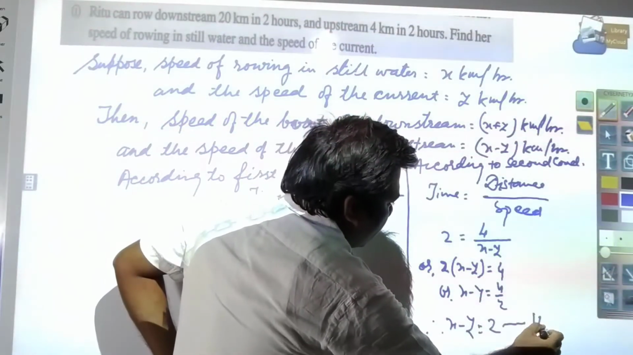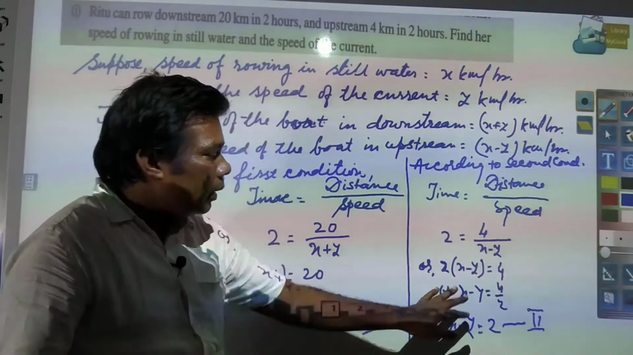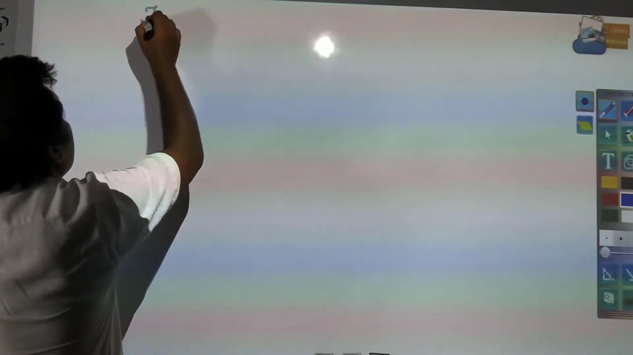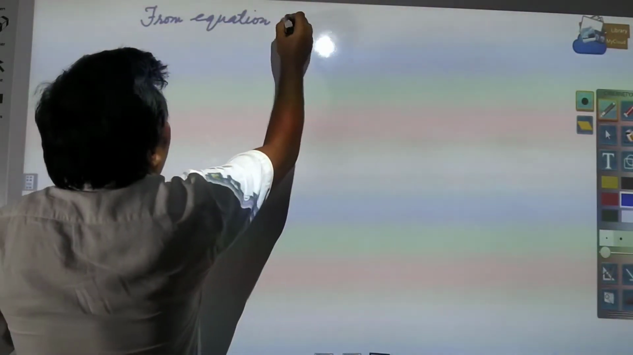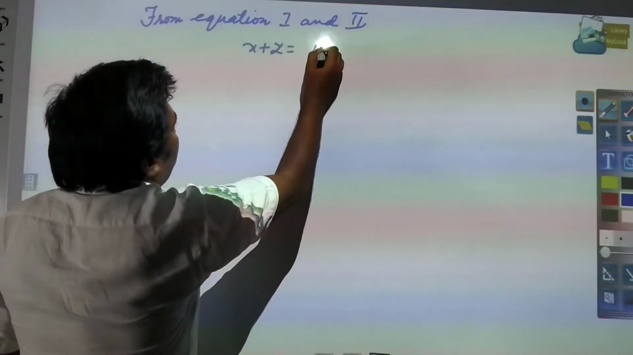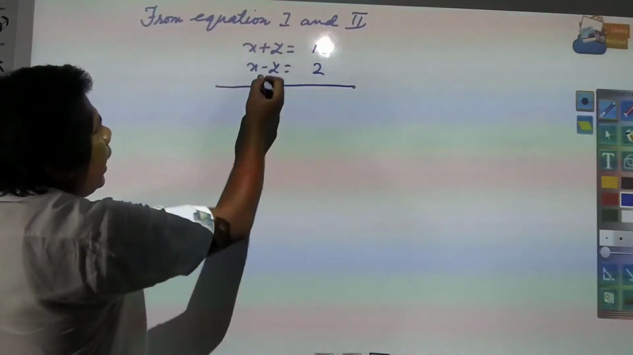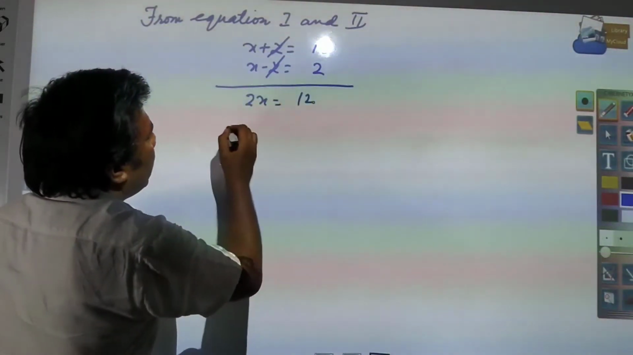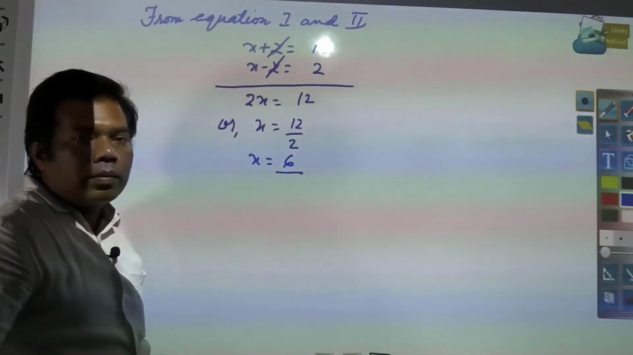So this is your second equation. So x plus y is equal to 10 and x minus y is equal to 2 you have got. This is required to be simplified. Here you see, from equation 1 and 2, you have x plus y is equal to 10 and x minus y is equal to 2. This is required to be added. If you are adding, this y will be cancelled. 2x is equal to 12 or x is equal to 12 by 2, it means x is equal to 6.